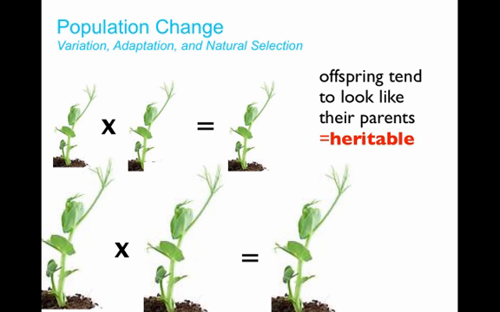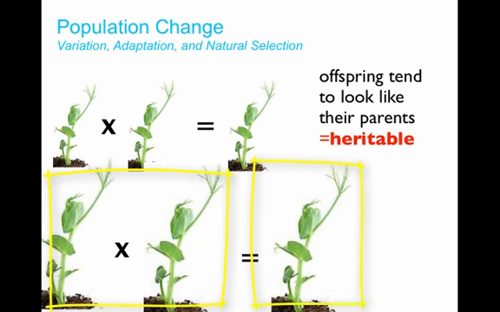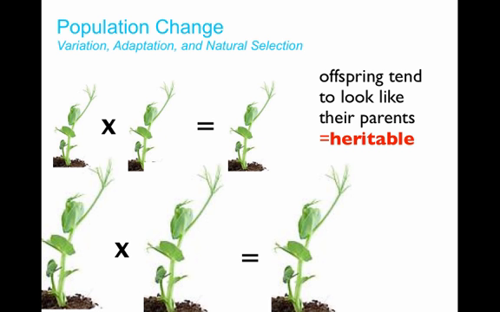In other words, if you breed together two pea plants with short stems, their offspring are going to have short stems. And on the other hand, if you breed together two pea plants with long stems, their offspring will have long stems. This tells us that the variation for stem length is genetic. It's carried in the genes of the organisms.